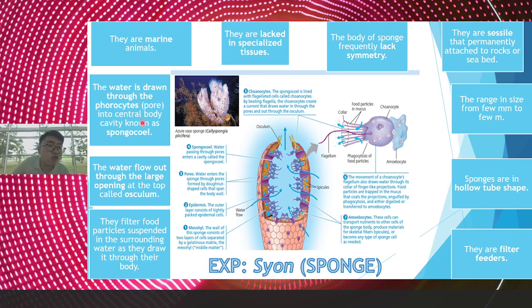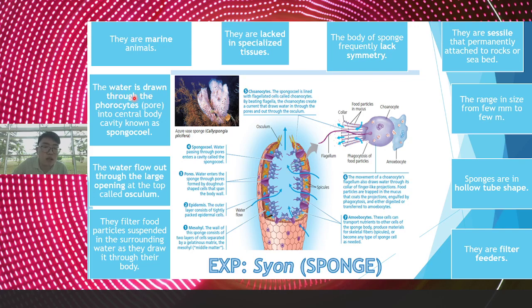Okay, then for this one, if you see, the water is drawn through the porous side into the central body cavity known as spongocoel. So you have to remember that this is not a plant. Dia bukan plant. Dia adalah animal. So animals actually require water. So even though it is under the sea, it has a lot of water in its surrounding, but it also has to take in water. So macam mana water come into it?